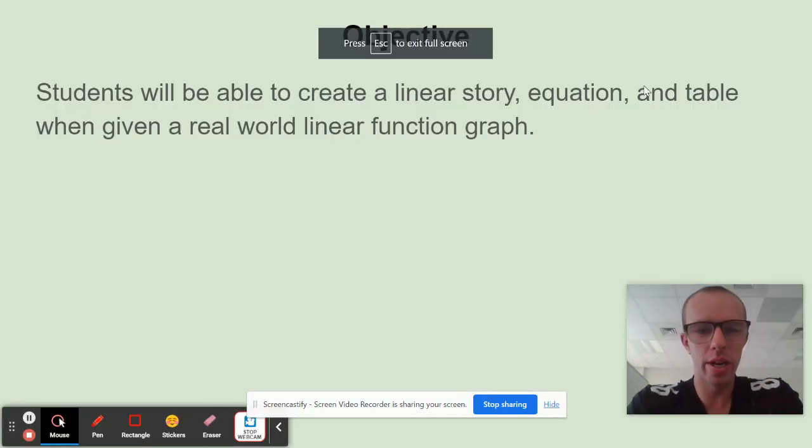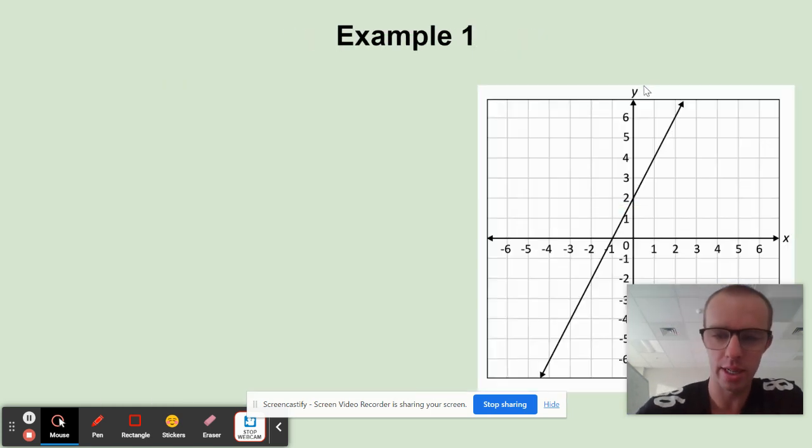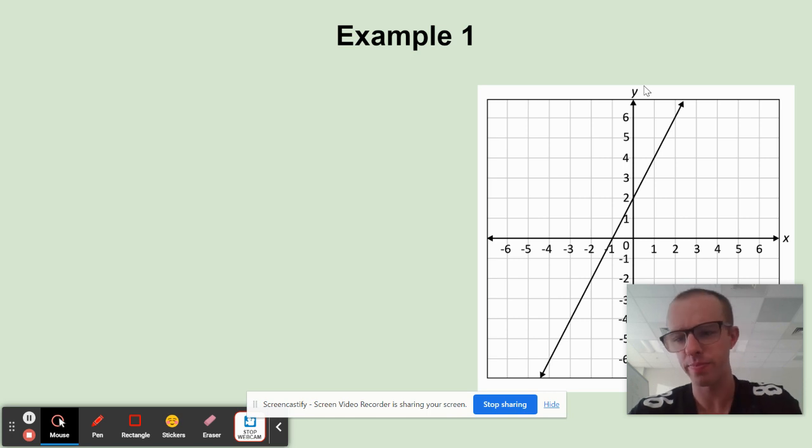All right, everyone, welcome to this video where the objective is that students will be able to create a linear story, equation, and table when given a real-world linear function. Actually, that's a little bit of a lie. We'll be looking at more generic coordinate planes here.